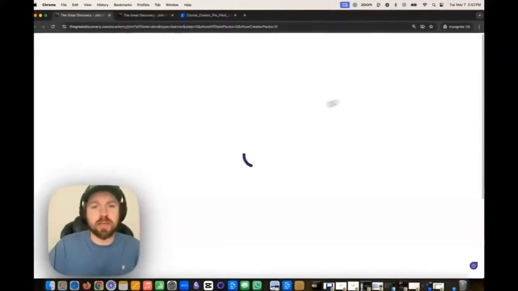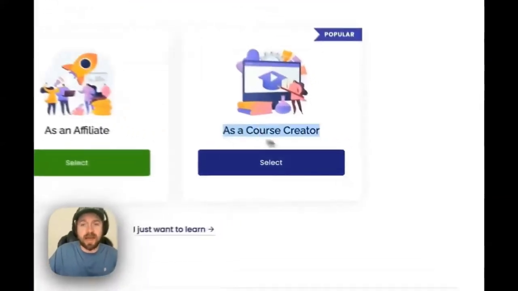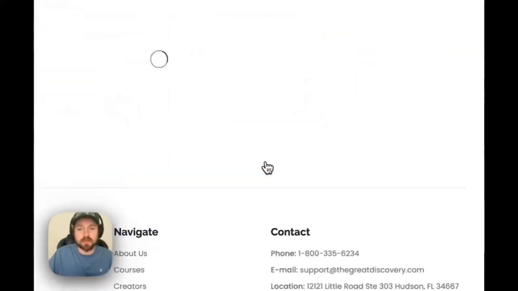On this next screen, it will give you 2 options. Would you like to enroll as an affiliate or as a course creator? If you'd like to enroll as both an affiliate and a course creator today, you'll click on the right option. If you just want to become a course creator, you also will just click on the right option. So go ahead and click on the right option, the blue button, as a course creator, select.